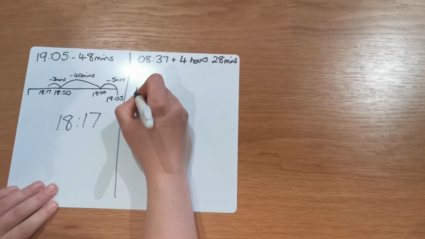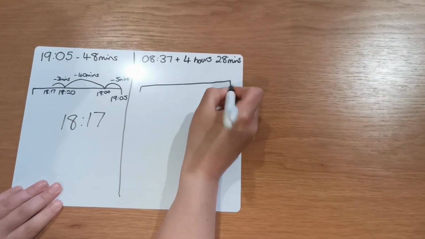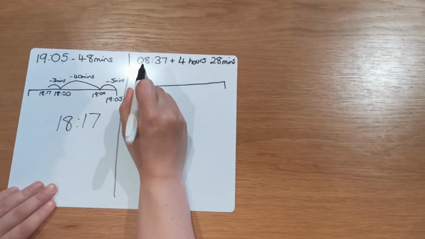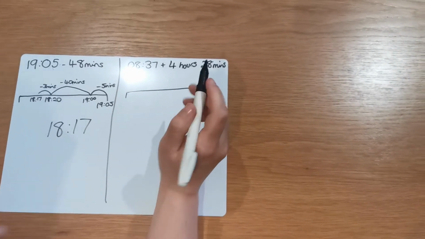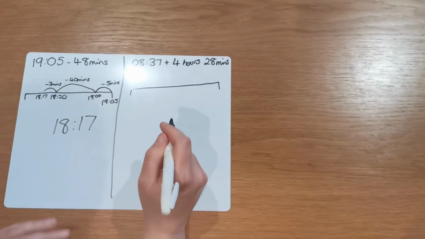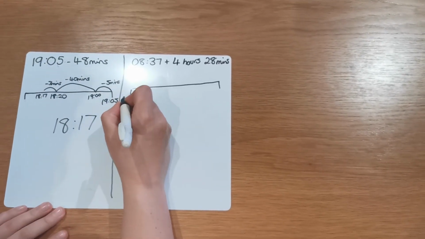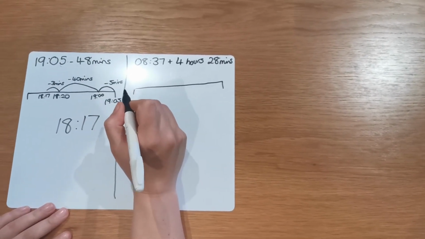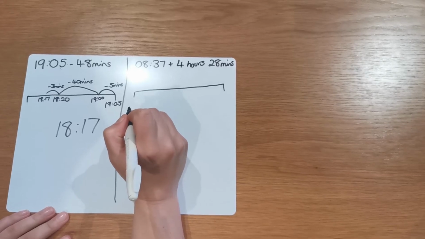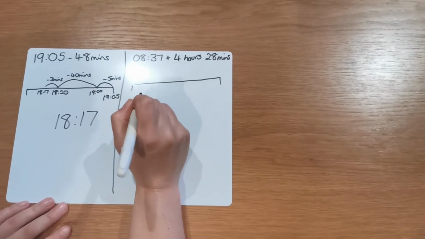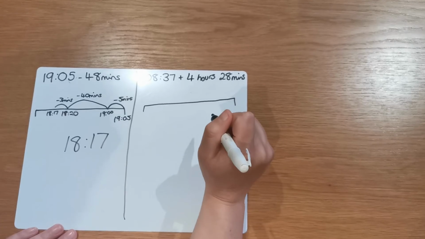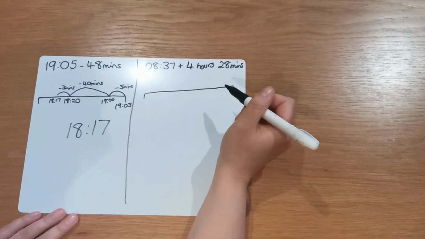Let's have a look now at one where we're adding. So I've got here 08:37 and I'm adding 4 hours 28 minutes. So if we think about this in terms of a real life problem, I could say that I leave the house to go on holiday at 8:37 and I'm going to Cornwall. It's going to take me 4 hours 28 minutes to drive there. What time will I arrive?